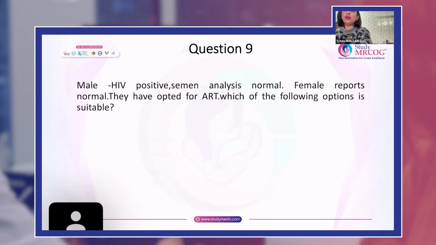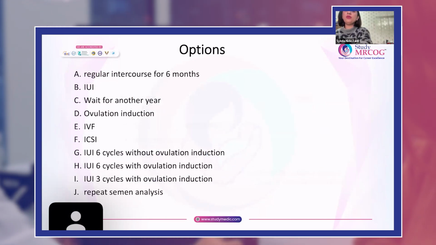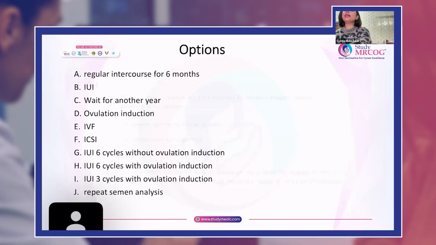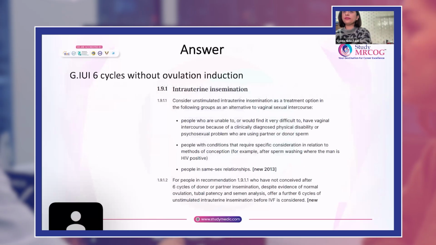So, among the options that have been listed before, we need to give IUI with 6 cycles without ovulation induction, because that's what the NICE guidelines suggest. NICE guidelines do not suggest IUI with ovulation induction.